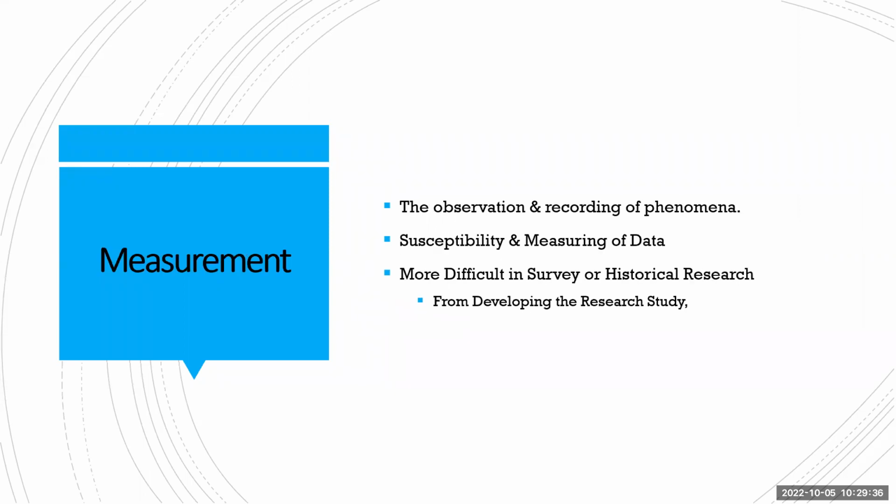And then the last one is measurement, right? So the observation, the collecting of the data, the measuring of the data should all be transparent. And again, you should be able to follow logically how they came to the conclusion. So it's more difficult in survey and historical research because it's more of a subjective answer that you're looking for. Whereas in controlled experiments, it's more objective because of these steps, these criteria.